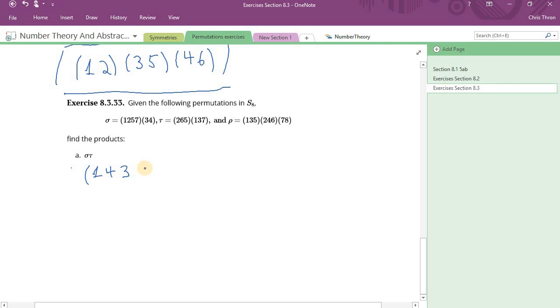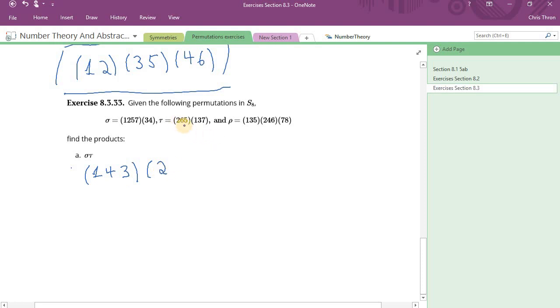All right, now what does sigma tau do to 3? Tau takes 3 to 7. Sigma takes 7 to 1. Okay? So 3 is going to 1. I close off that cycle. Now I've used 1, 4, and 3. The smallest number I haven't used is 2.